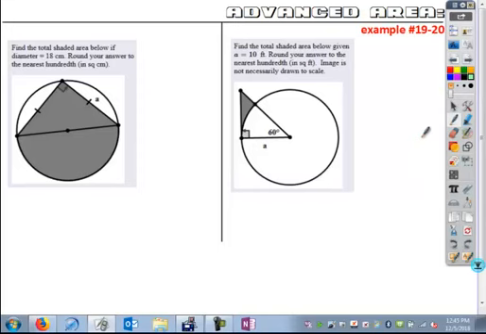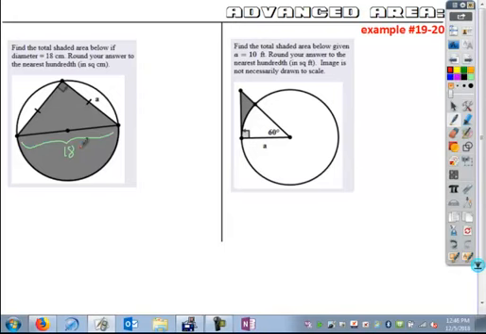So let's take a look at this problem to the left. And you want to find that total shaded area. So in both these cases, you have overlapping shapes. And so if we label what we have, here we know our diameter is 18. And other than that, we have what our picture shows us.